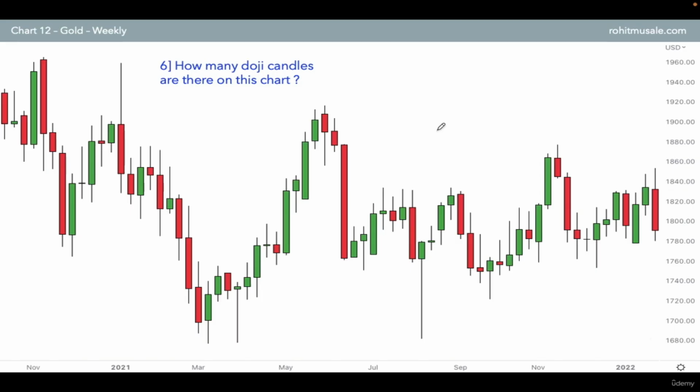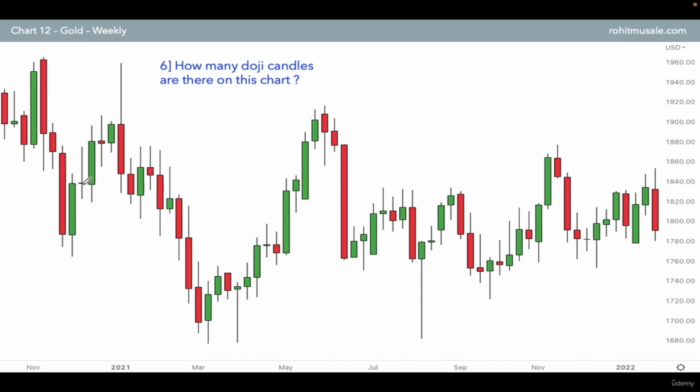Number 6, how many doji candles are there on this chart? So let's see if we can find a doji. So this is one. This one. What else do we have? This cannot be called a doji. It's a green candle. And this is also a green candle. This one is a doji. So that's number 2. So there are 2 doji candles on this chart.